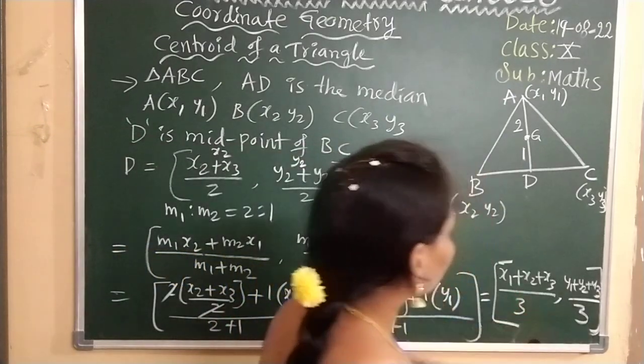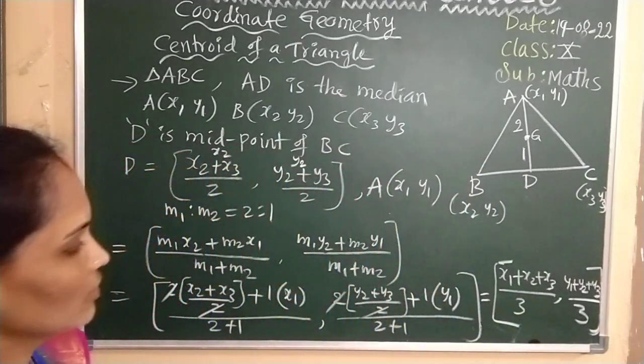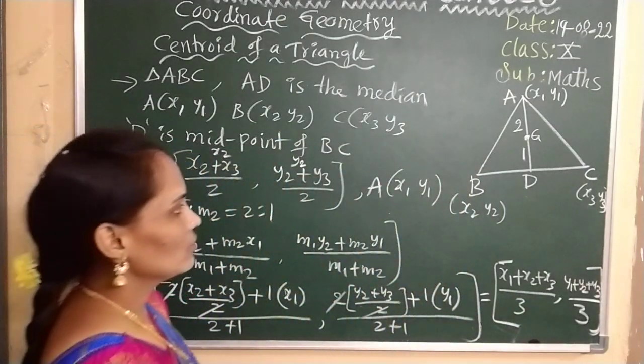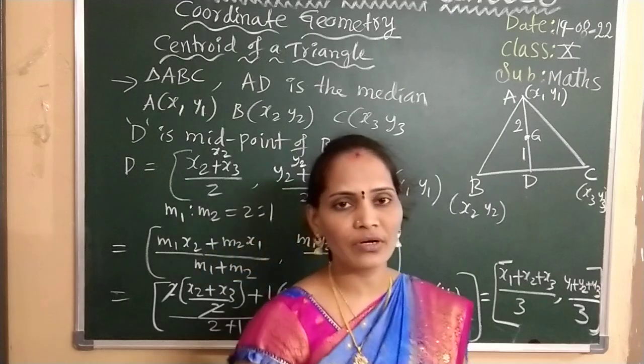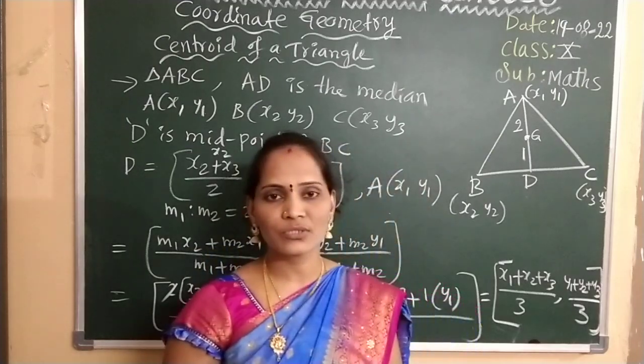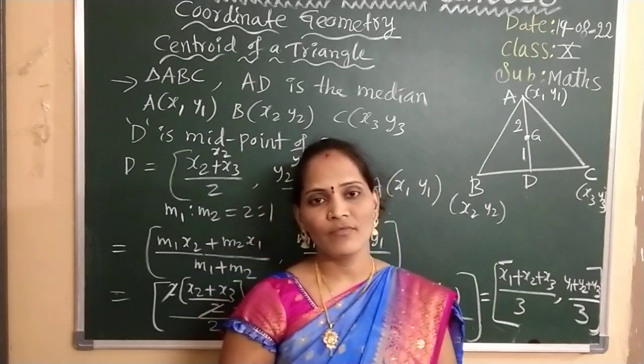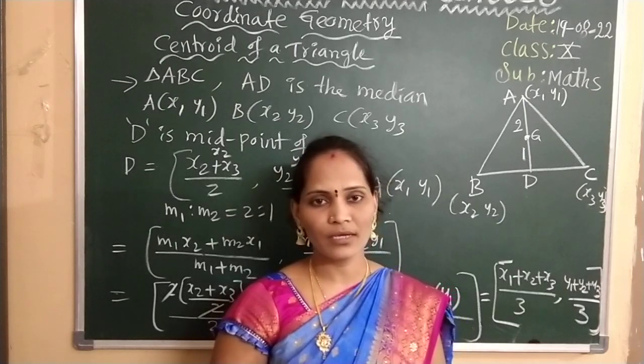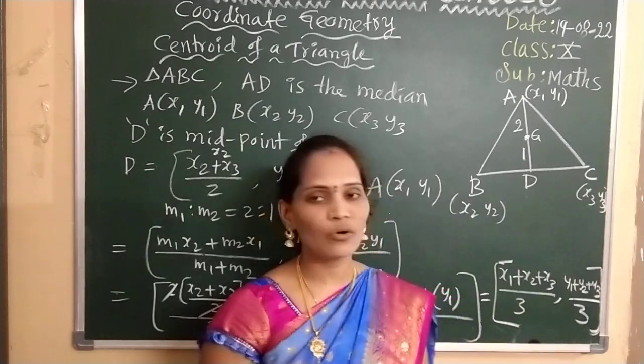Now you got it, the centroid of a triangle. What is the formula for the centroid of a triangle? (x1 plus x2 plus x3) by 3, (y1 plus y2 plus y3) by 3. I hope you understood.